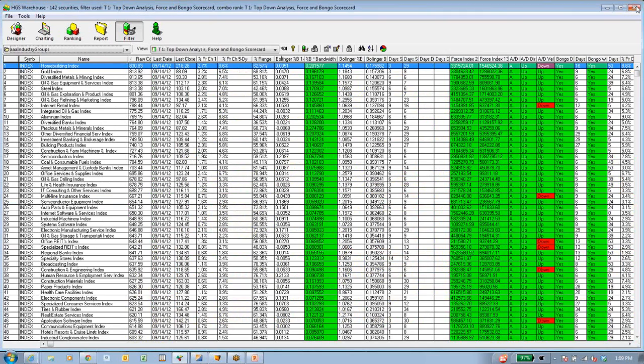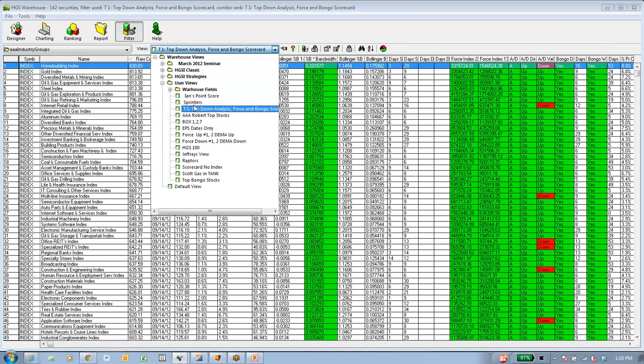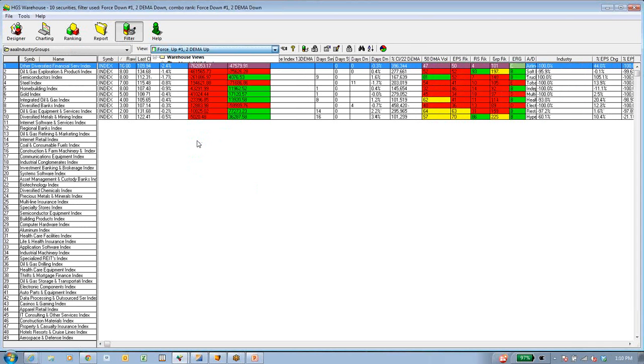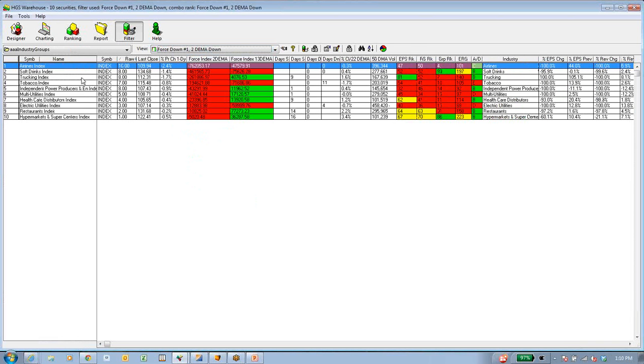All right, back into the list. So if I look at a more balanced approach of what's been working now for the better part of 2 or 3 weeks: home builders, gold, mining, equipment, steel, exploration, refining. I want to know what's working right now. So we always go into my 2-day force up. Of the 140, 86 are positive. Of the 140 or so, only 10 are negative.